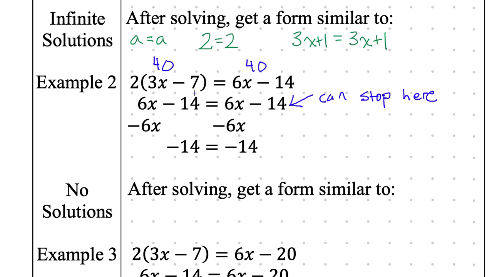If you don't believe me, try plugging in 0. If I plug in 0, 3 times 0 is 0, minus 7, negative 7. Negative 7 times 2 is negative 14. And if I plug in 0 on the right-hand side, I also get negative 14. Any answer will work. All answers work. I'm going to write that down because I think that's kind of important. All answers work.